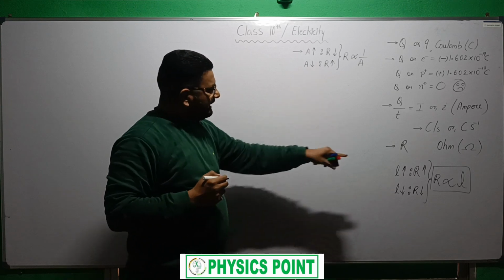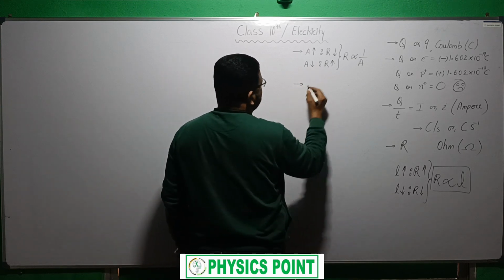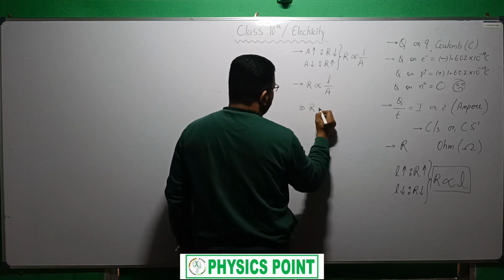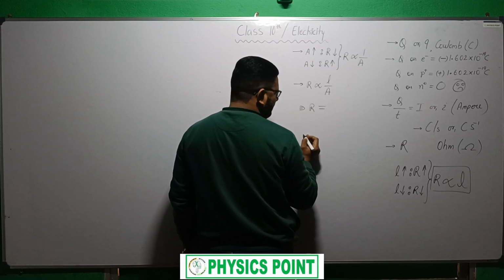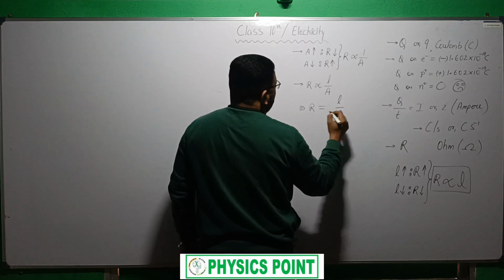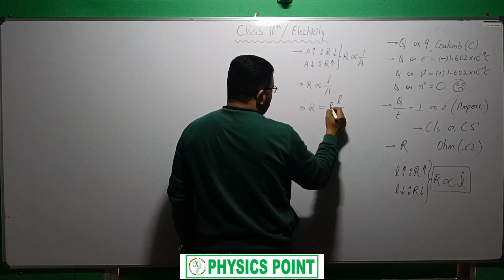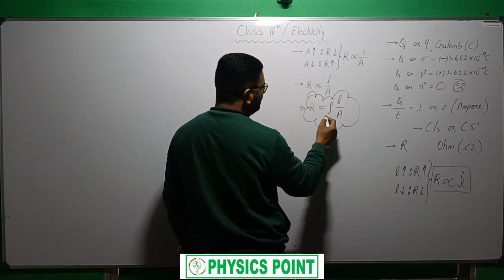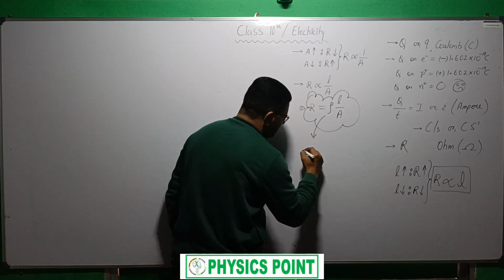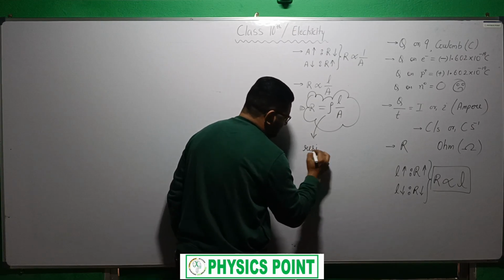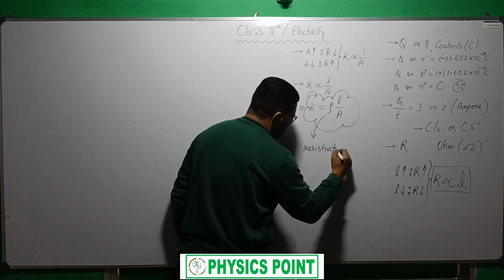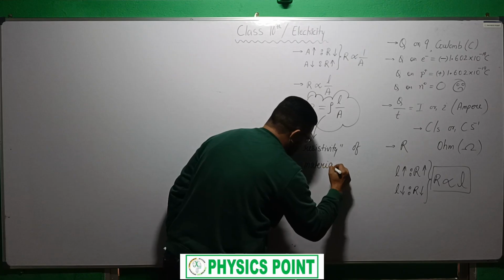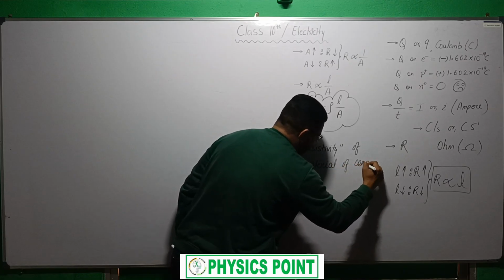Now we club these two properties as resistance proportional to ratio L by A. Here we replace the proportionality sign with equal to, and a term, proportionality constant rho, appears. Now the question is, what is rho? Rho is known as resistivity of material of conductor.